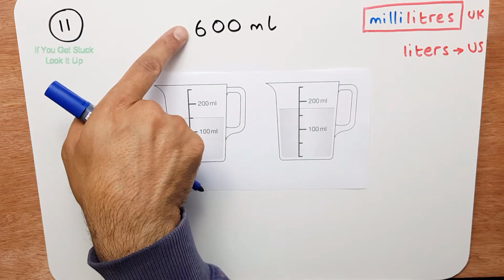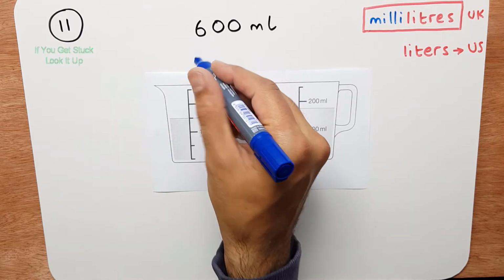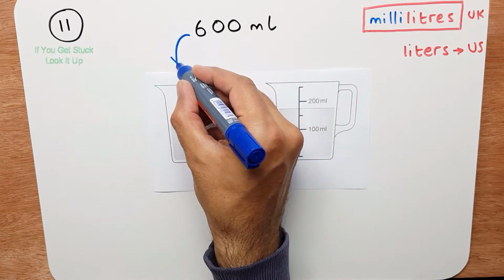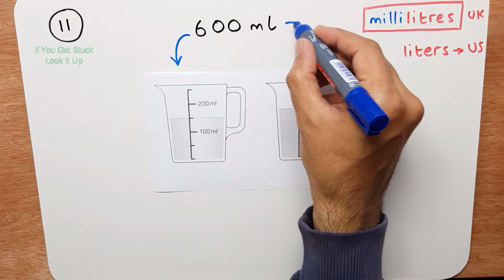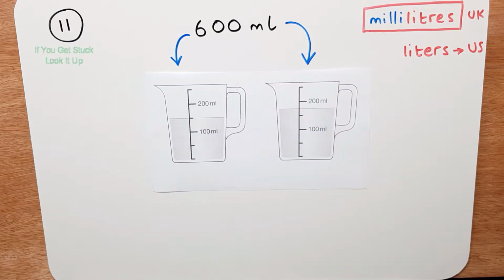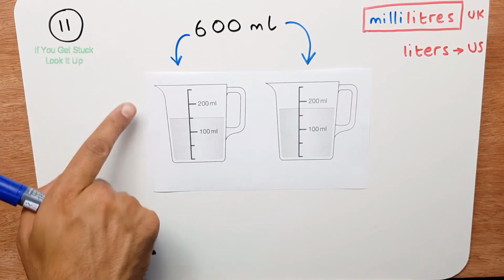So Stefan has 600 milliliters and he pours some into this jug and some into this jug. How much water does Stefan have left after he's done that?